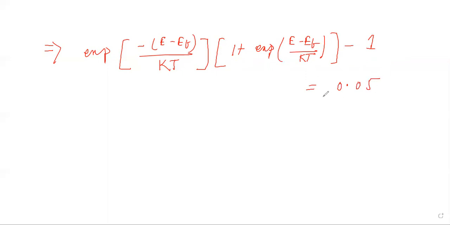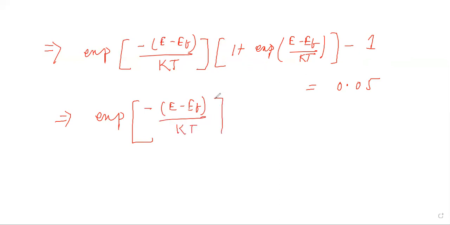Okay, just to simplify it further, we multiplied both the sides with 1 plus exponential of (e minus ef) by kt. So that can further be simplified as exponential of whatever the term here. After multiplication you can just write it as (e minus ef) divided by kt. This is what we got after multiplication, right? So this is equal to 0.05.